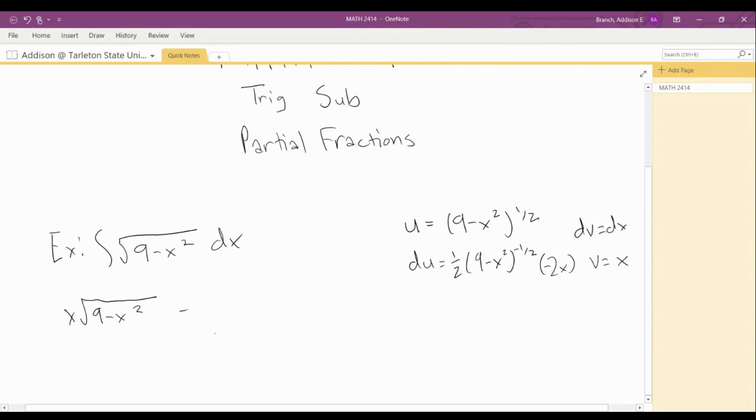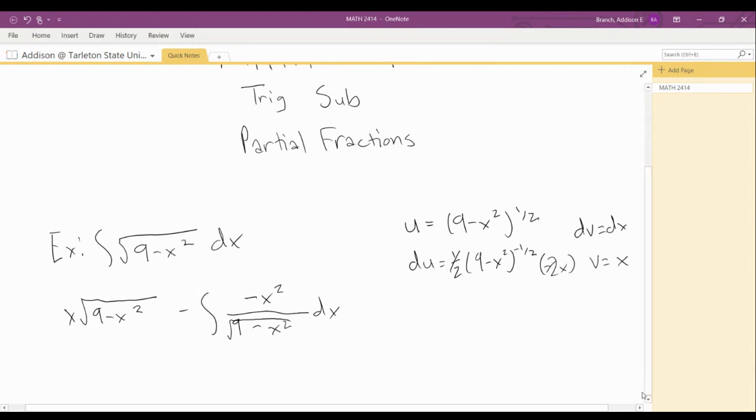minus the integral. The 2 and the 1/2 are going to cancel, so we're going to have our x and then our other x to get us a negative x squared over the square root of 9 minus x squared, dx. Well, we still can't solve that, so we're just kind of stuck for right now.